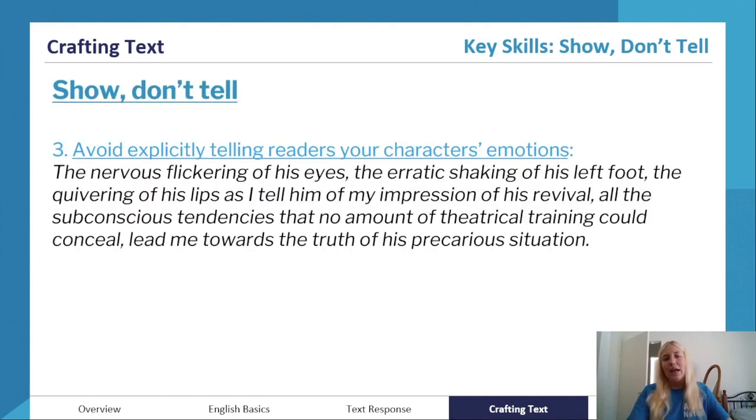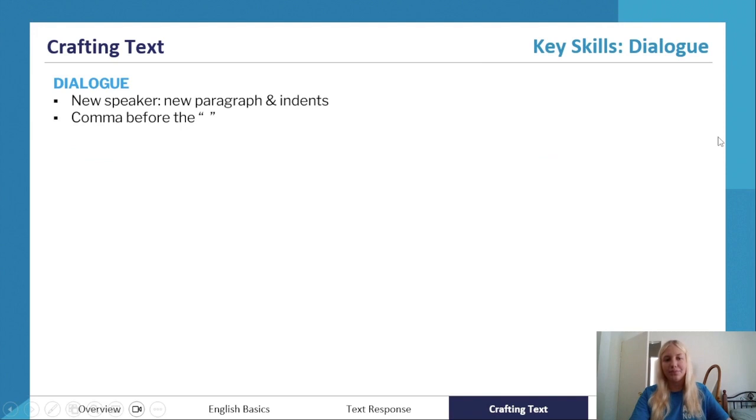And avoid explicitly telling your character's emotions. Never say, oh, character is nervous. Instead, describe how you see that. He's shaking his foot, quivering his lips, flickering his eyes. So describe physically how the character changes so the reader can infer what they're feeling.